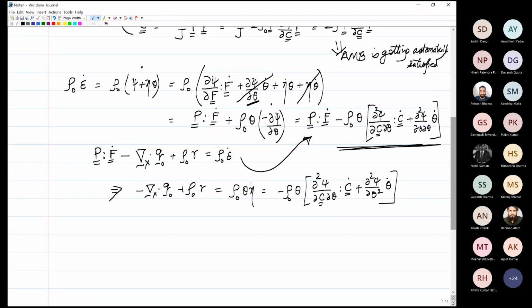So this is the energy equation. And then you also have your linear momentum balance equation, which is simply the divergence of the Piola-Kirchhoff stress tensor, which we can write as rho naught del psi by del F, plus the body force, and that's equal to rho naught into velocity dot, or acceleration.